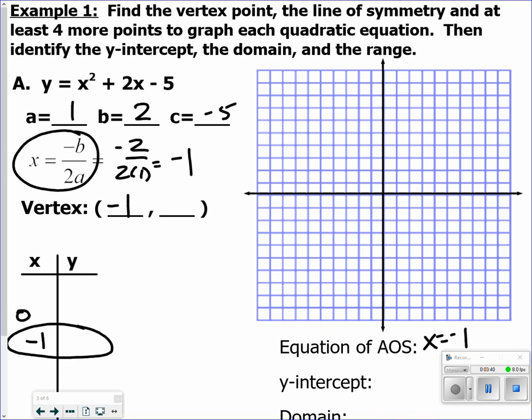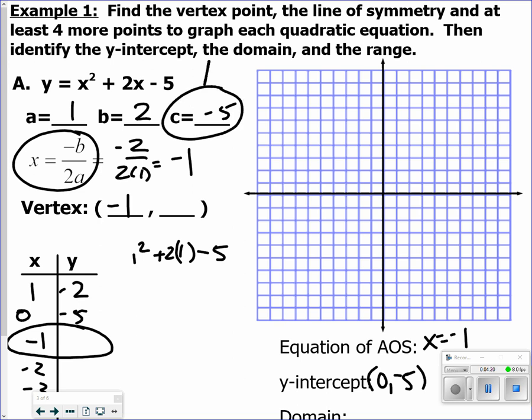So now I want numbers that are bigger and smaller than negative 1. Plug 1 in, and you have to plug 1 in for both x values. So it's 1 squared, plus 2 times 1, minus 5. So you have to plug the number that you're putting in for both x values. So I end up getting negative 2, 0, negative 5. And that point right there is always c. The y-intercept is always whatever the c value is. So there's another answer to the question. It's going to touch the y-axis at the point 0, negative 5. So whatever the c term is, that is always the y-intercept.